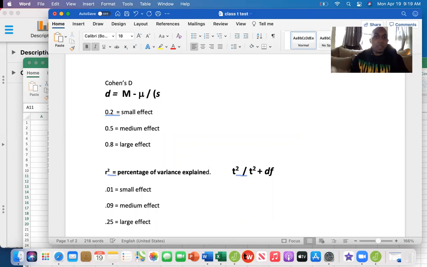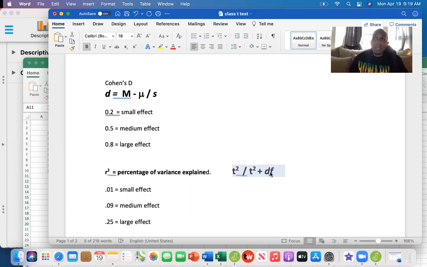When we're computing Cohen's d, we're looking just at the difference between the two means, and we're looking at standard deviation. Cohen's d of 0.2 is a small effect, 0.5 is a medium effect, and 0.8 is a large effect. We're also going to look at R squared, which is the percentage of variance explained. This formula is pretty straightforward: t squared divided by t squared plus degrees of freedom. We know degrees of freedom is sample size minus 1.